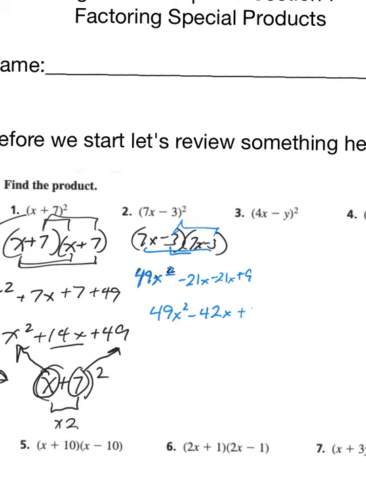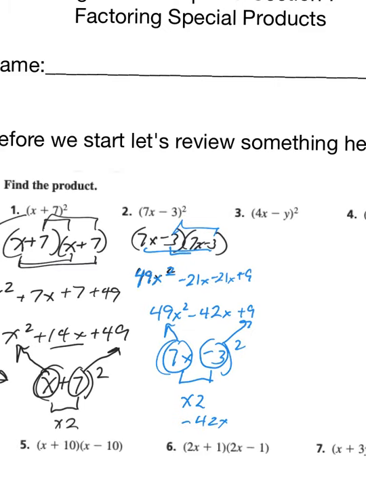So all told, I get 49x squared minus 42x plus 9. Again, if we look at the original problem, 7x minus 3, we could have gotten this using a shortcut method of squaring the first term to get the 49x squared, second term to get the 9, and then we multiply these two together and we double it, multiply by 2. So negative 21x times 2 gives us the negative 42x.